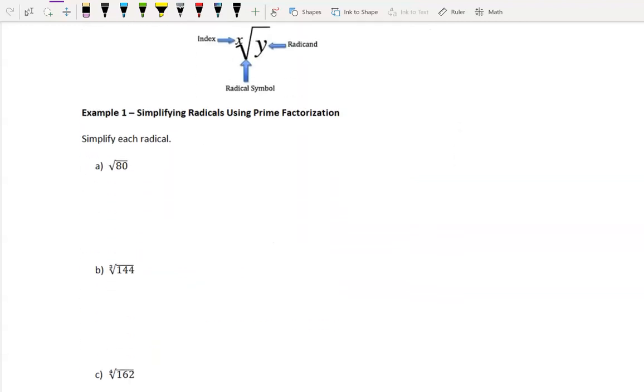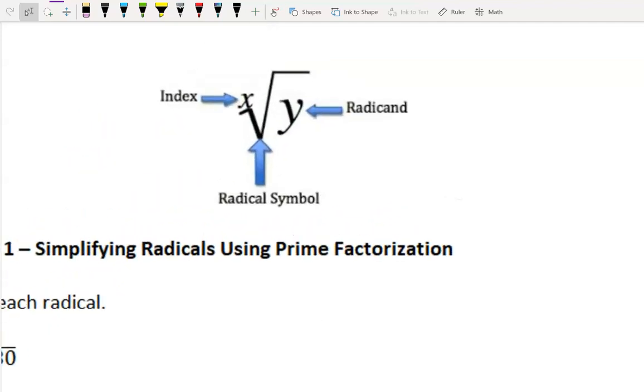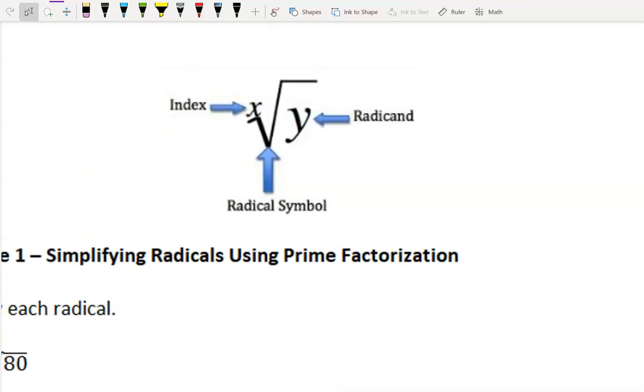Why do you need to know that? Well, today we're going to learn about simplifying radicals. Some language to start. I will be referring to this, and there will be a multiple choice question probably. When you see this radical symbol, this is called the radical symbol. This tells you what root to take.